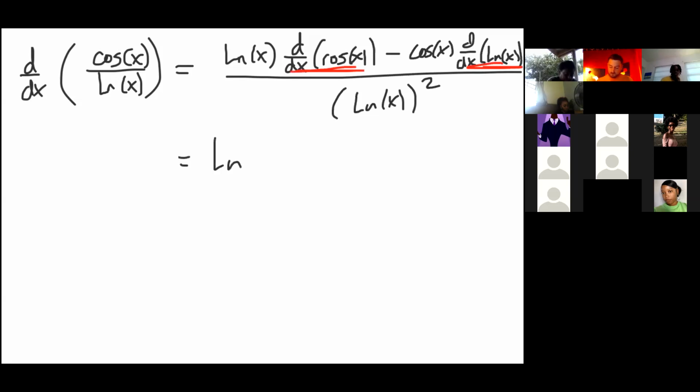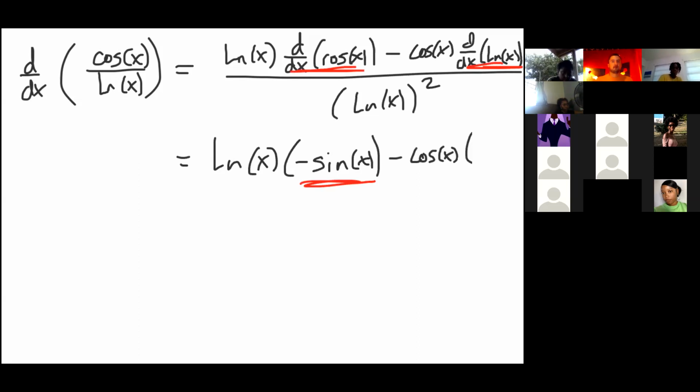Well, this first term will be natural log of x times negative sine of x. The derivative of cosine is negative sine. And then I'm going to be subtracting cosine of x times the derivative of natural log of x. And what did we say the derivative of natural log of x is? 1 divided by x. Yeah, thank you. 1 divided by x.